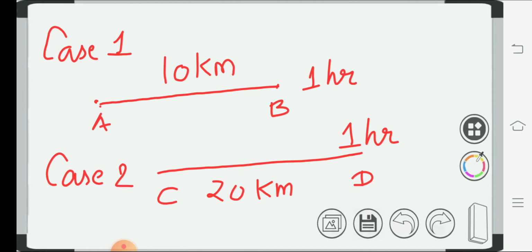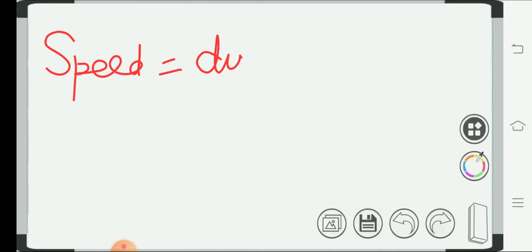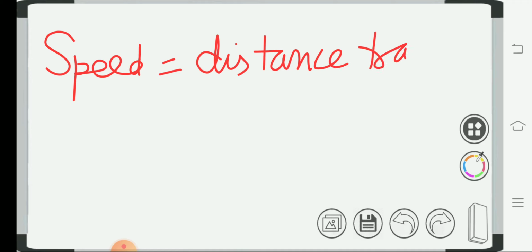Okay, now there are two aspects: who has gone farther or who has gone sooner. Farther and sooner will tell you another physical quantity, that is speed. So speed, if I have to define speed, speed is nothing but distance traveled per unit time.